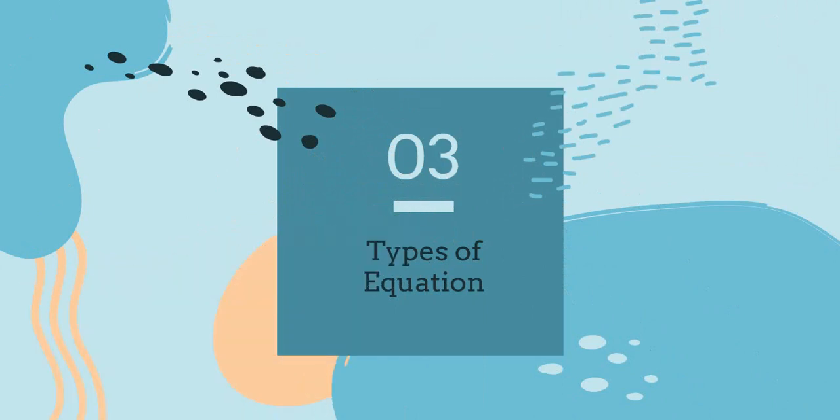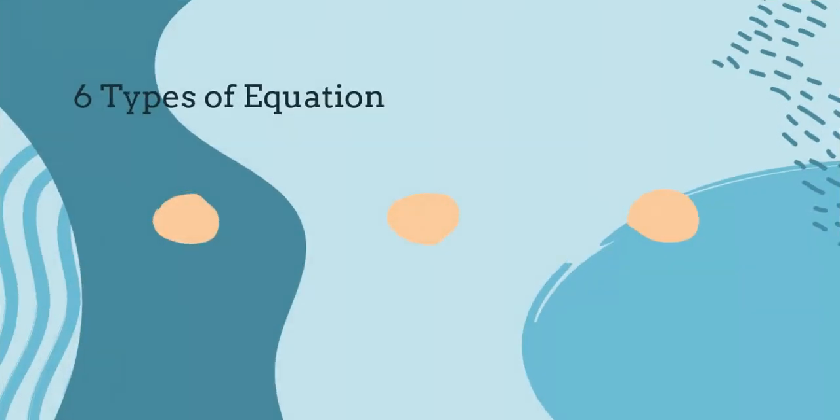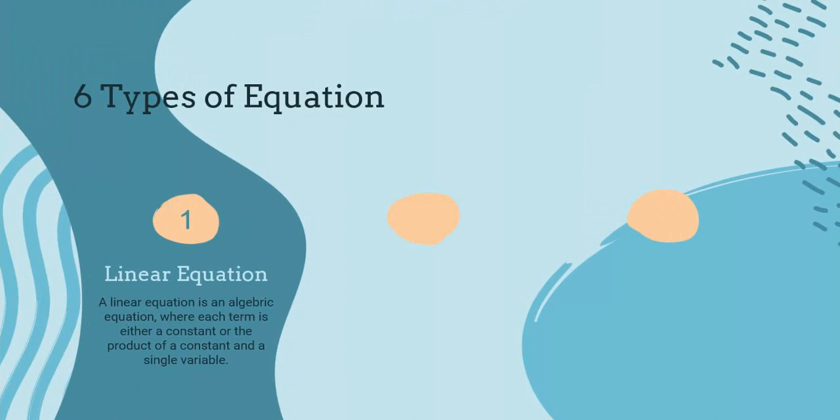3. Types of equation. An equation has 6 types. There are 1. Linear equation. A linear equation is an algebraic equation where each term is either a constant or the product of a constant and a single variable. The general of linear equation is y equals mx plus c, m not equal to 0.